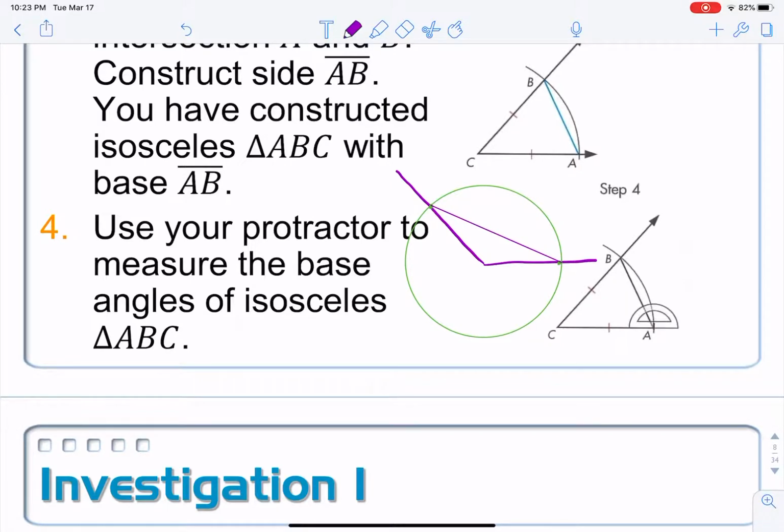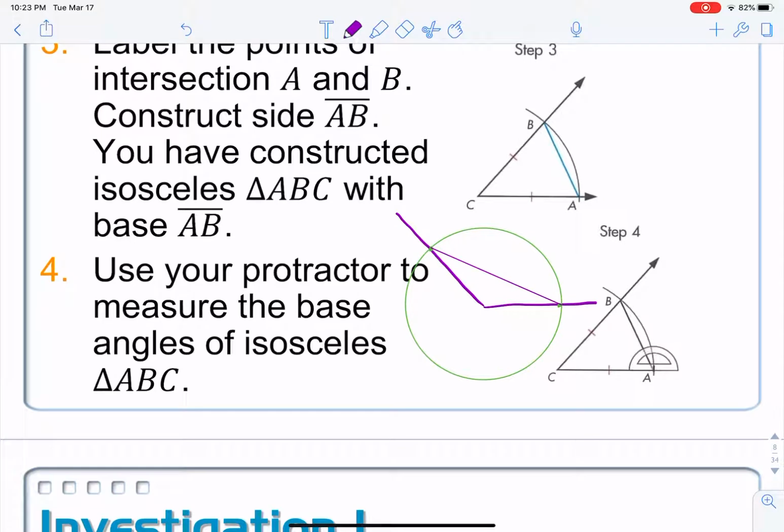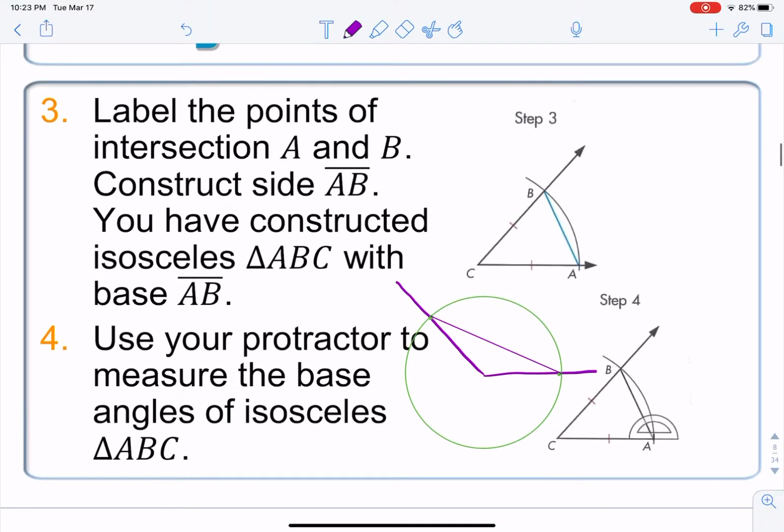And now, once you have your isosceles triangles built with your compass and your straight edge, you've got two of them to choose from. I'd like you to measure your two base angles here. You can measure those with a protractor, if you have a protractor handy. Measure angle A, measure angle B.